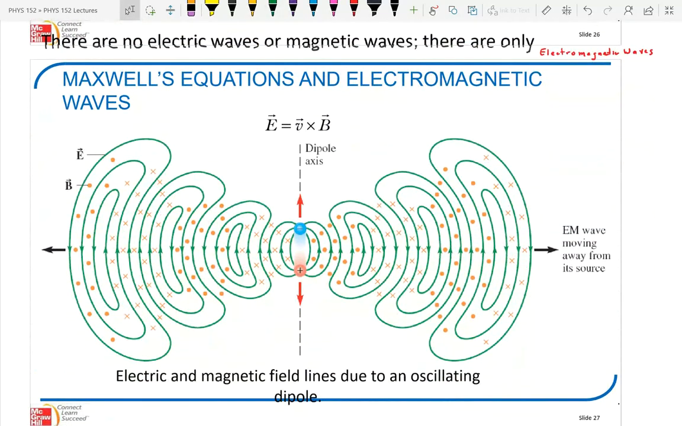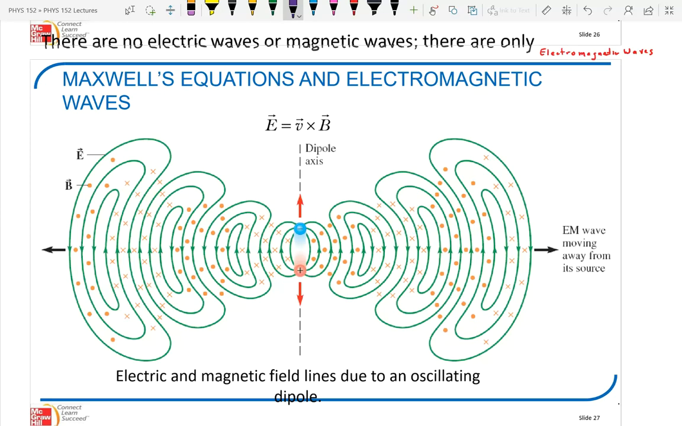So here's an example of creating an electromagnetic wave. What do we have here? What we have is a dipole, like let's say a water molecule. Water molecules are electric dipoles. And if that water molecule is rotating, then the charge is going up, down, up, down, and that's going to create an electric field that would be pointing up, then pointing down, then pointing up, then pointing down as it oscillates.